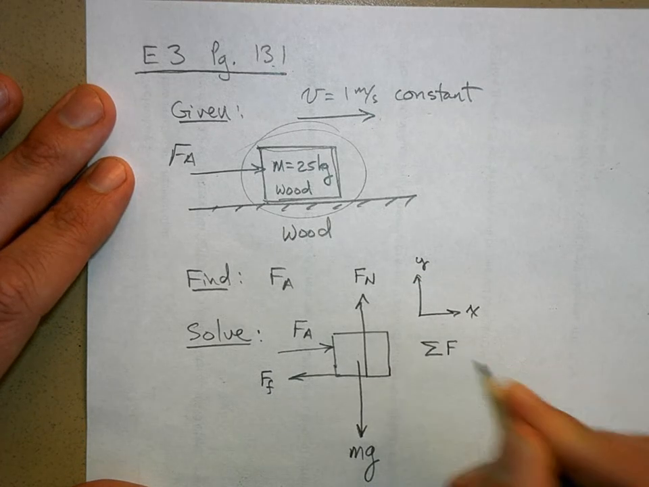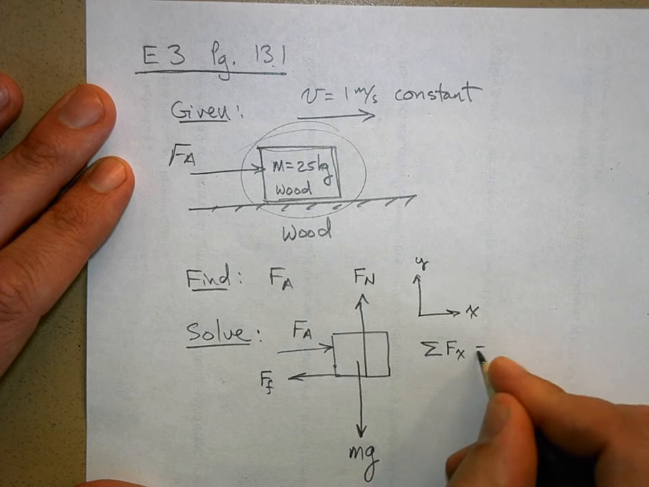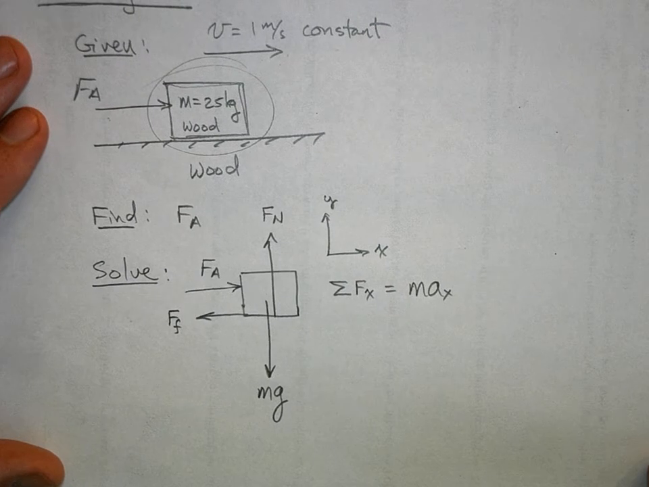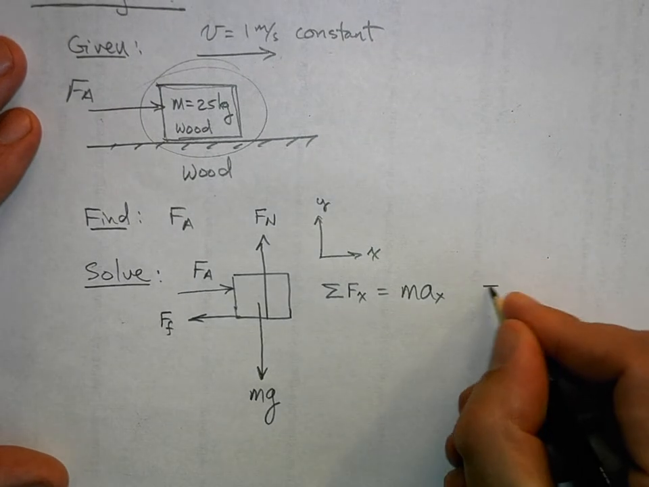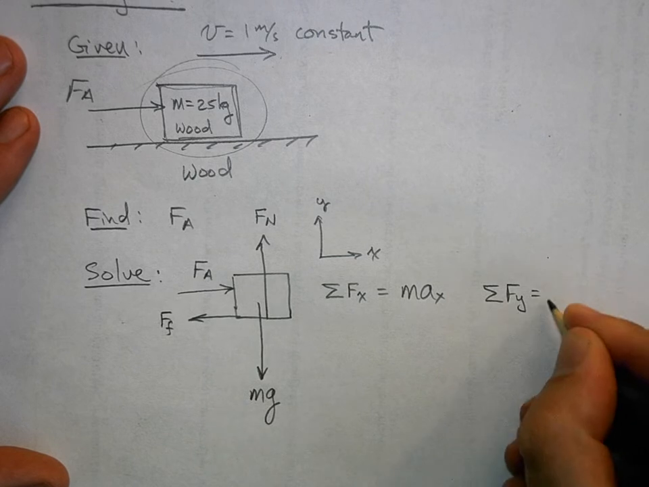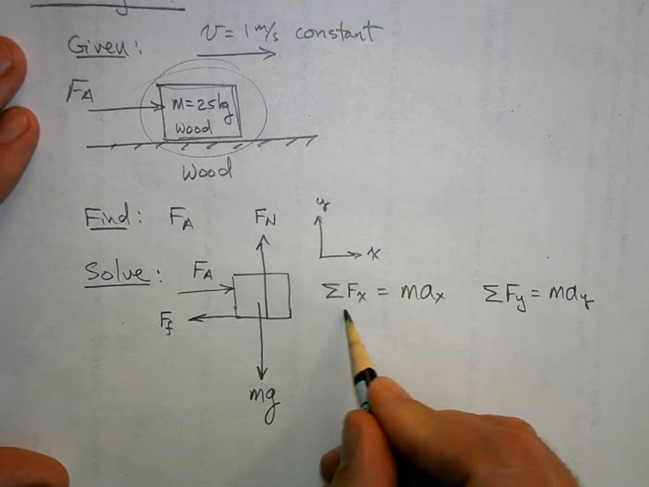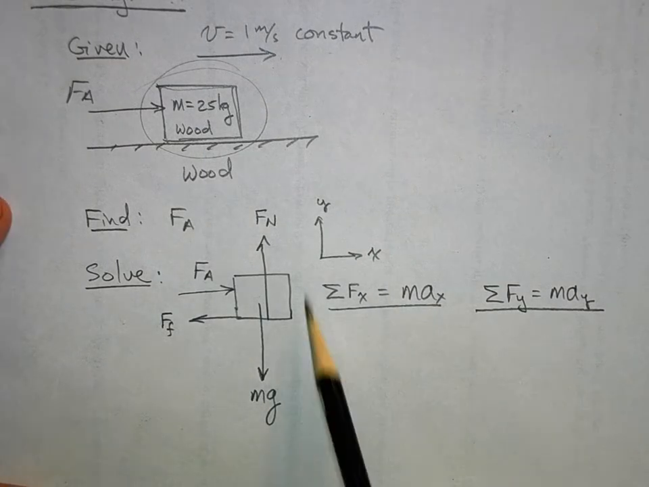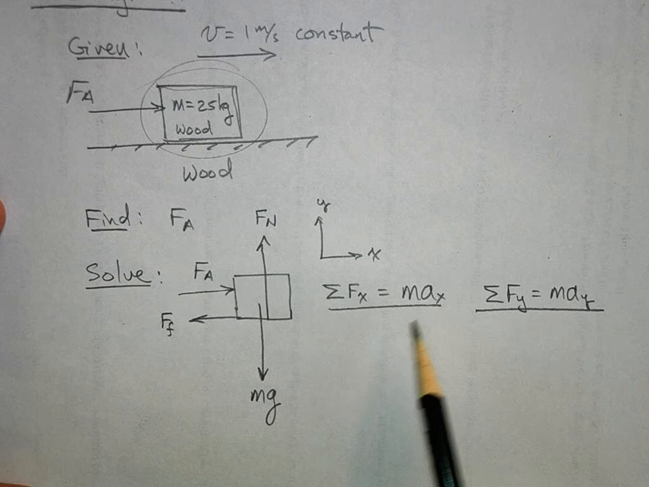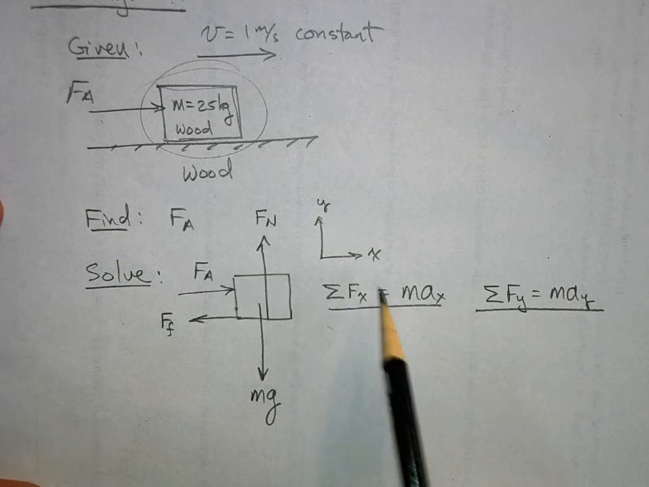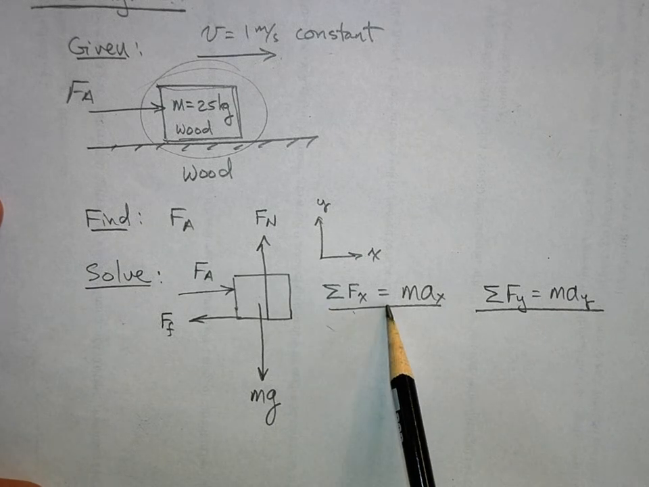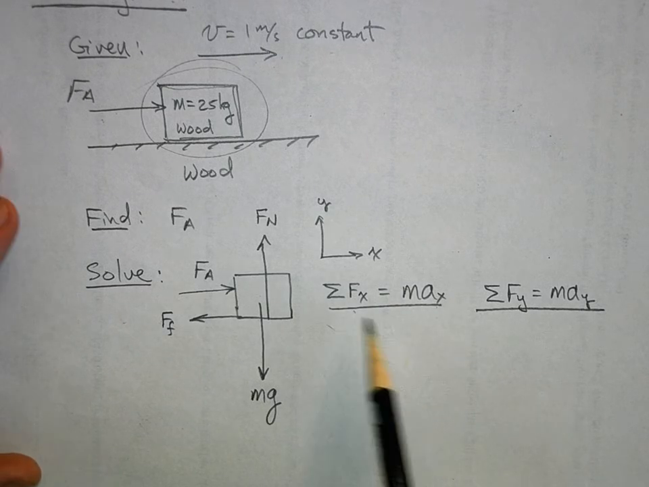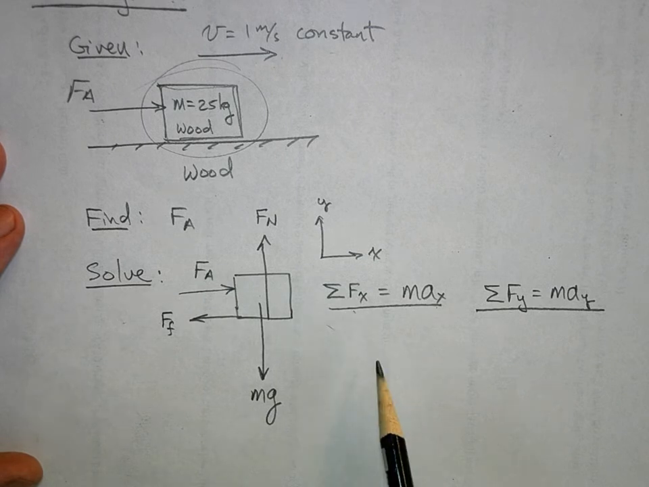We sum the forces in the x direction. That's going to be equal to ma in the x direction. We will also sum the forces in the y direction and set that equal to ma in the y direction. Now these are just kind of instructions. This is what I'm going to do. Don't think of this as an equation so much as think of this as, okay, here are your instructions. Add up all the forces in the x direction, set that equal to the mass times the acceleration in the x direction. Okay, now we're going to execute those instructions.